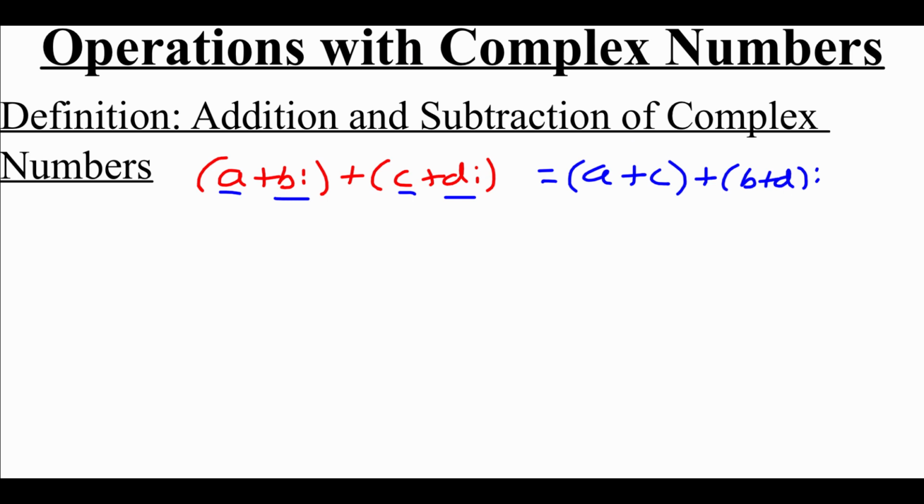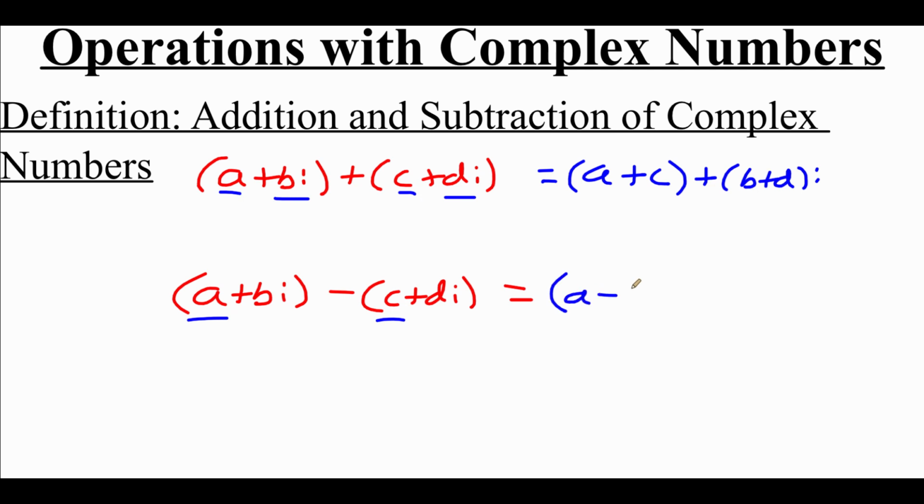And it would work similarly for subtraction as well. So if this was a plus bi minus c plus di, we would do the same thing. We would first subtract the real number pieces, so a and c, and then we would subtract the imaginary pieces. So bi minus di, we would take b minus d and keep the i on there. So we're treating them kind of like combining like terms.